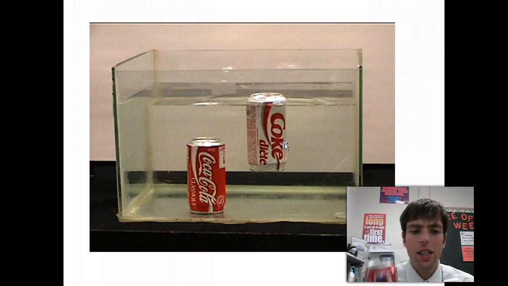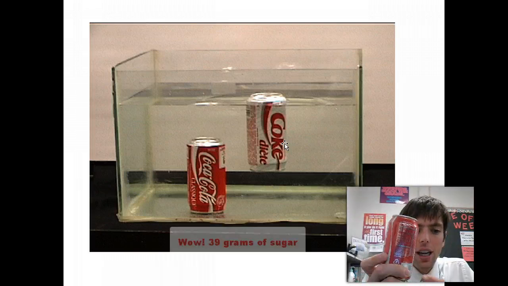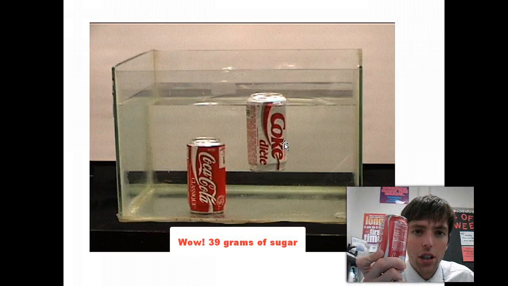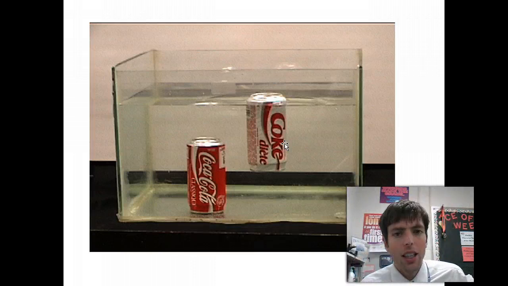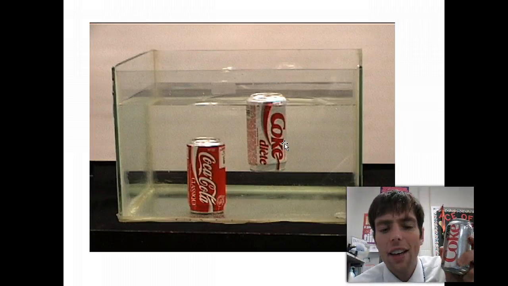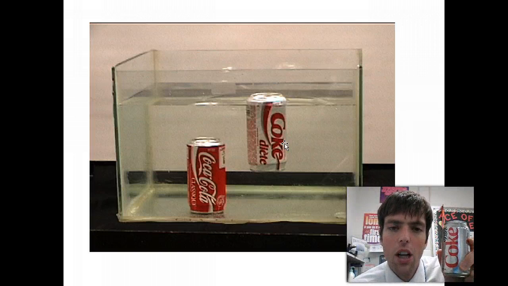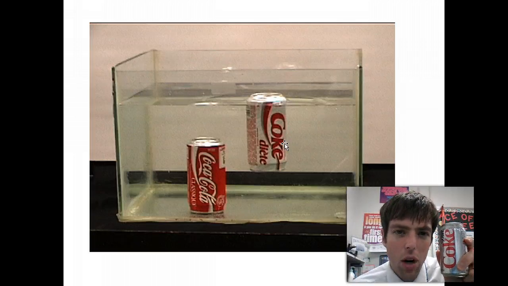Coke is sweet because it's filled with 39 grams of sugar. That's why it's so sweet. Conversely, Diet Coke doesn't have sugar in it, it has aspartame. So much less aspartame that its density is slightly less than that of water.